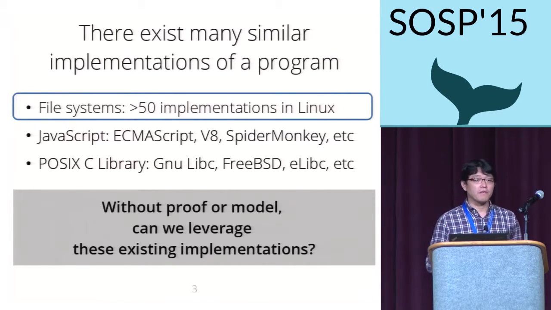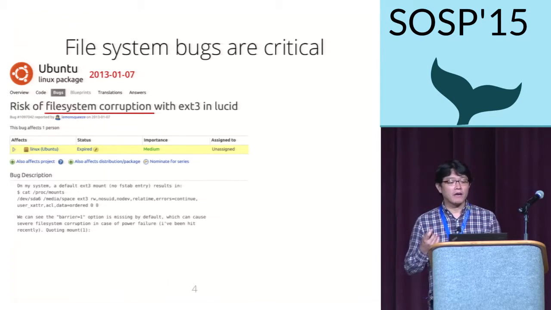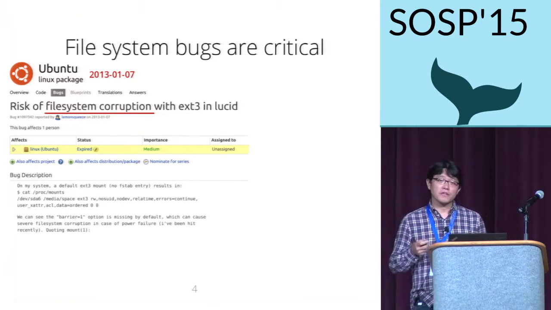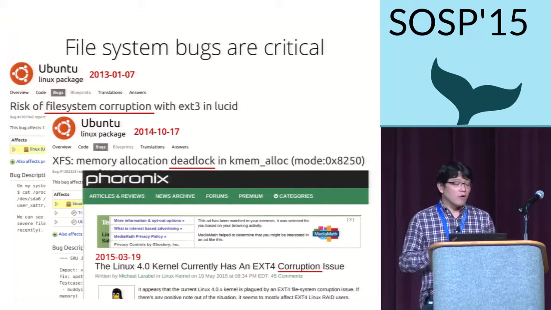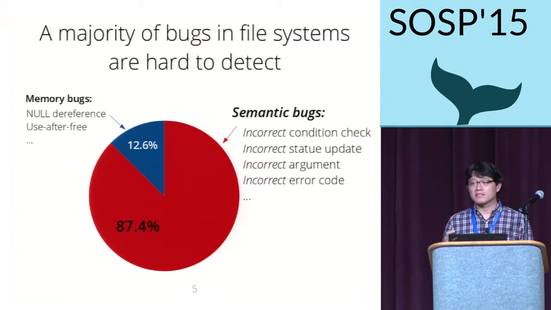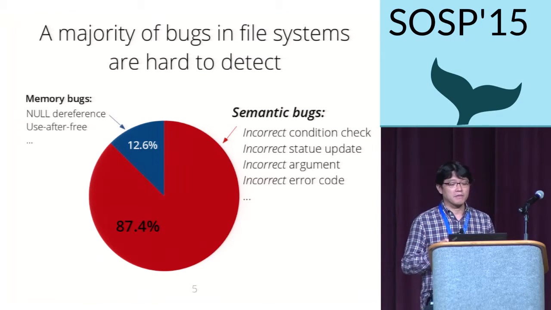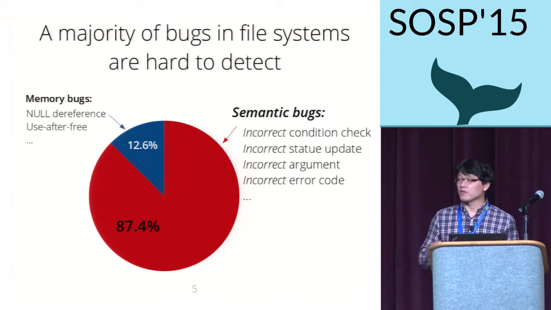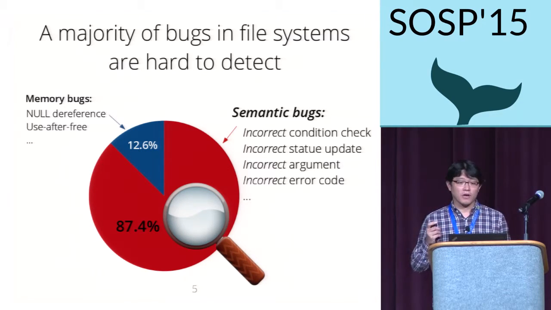In this work, we focus on file system bugs, because they are really critical. Our community has found a very critical file system bug every year, even in very mature file systems such as ext3, xfs, and ext4. One reason such critical bugs still exist is that the majority of file system bugs are really difficult to find. In fact, almost 90% of file system bugs are semantic bugs. In this talk, semantic bugs means logic bugs. Without understanding the surrounding logic, it is very difficult to find and correct such bugs. So we focus on semantic bugs in this work.